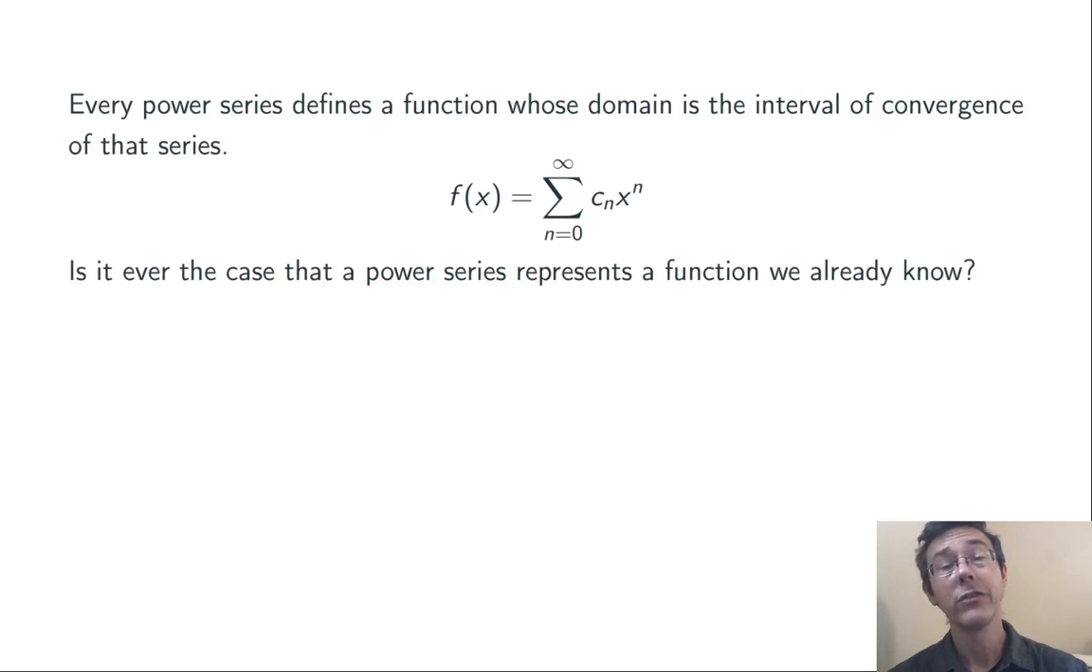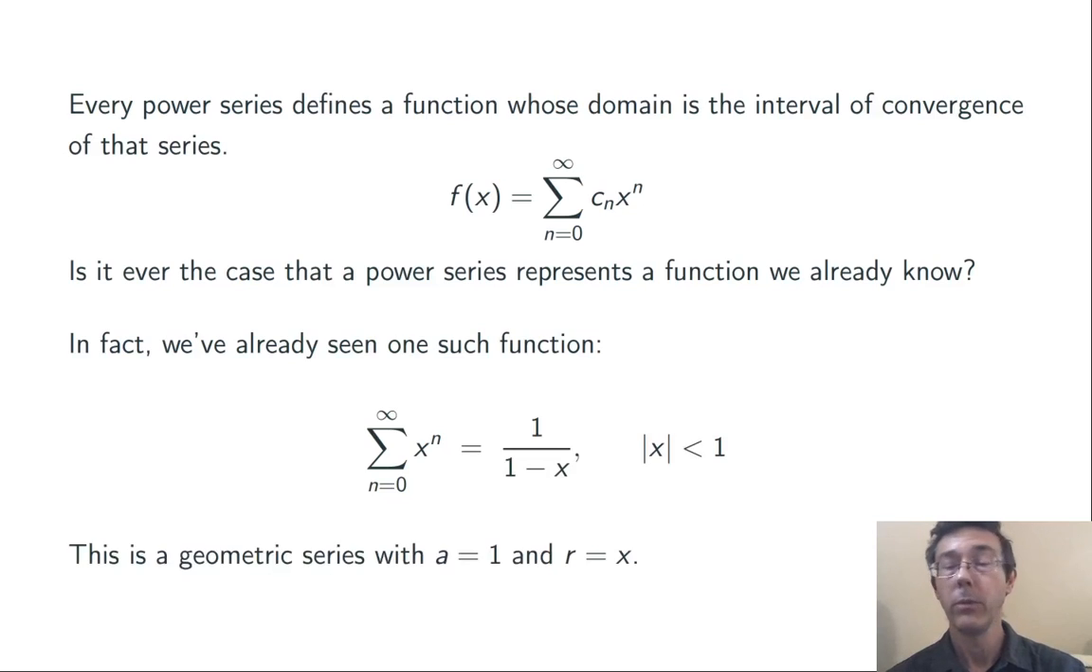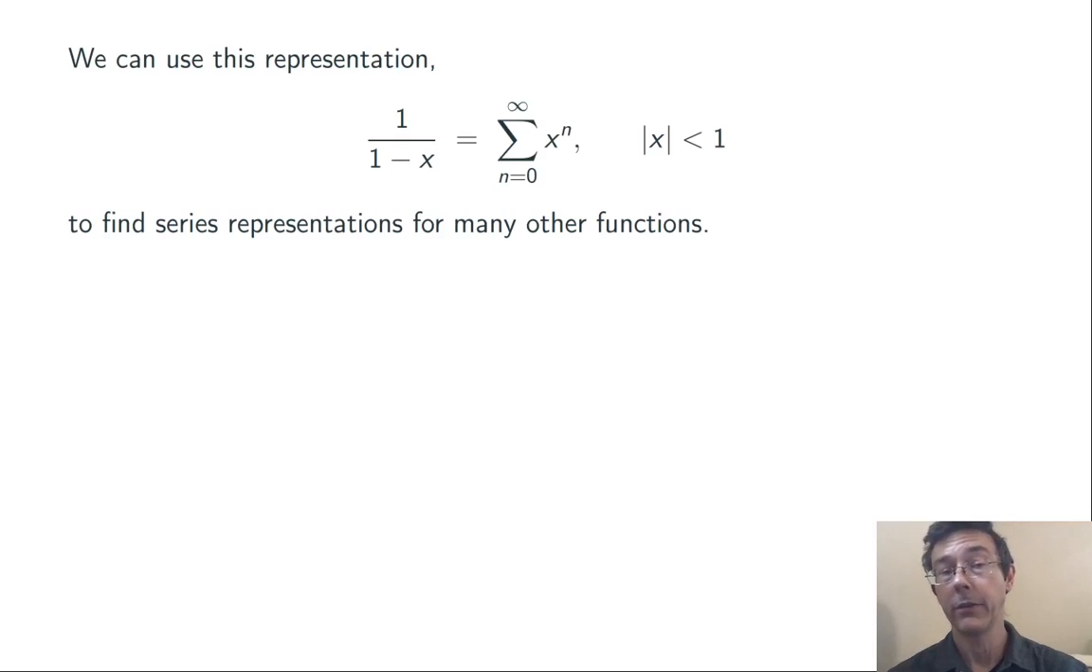So the natural question to ask is, does that series ever represent a function that we already know? The answer is yes, and in fact we've already seen one example of that. The sum from n equals 0 to infinity of x to the n is a geometric series with a equals 1 and r equals x. So it's equal to 1 over 1 minus x and converges for the absolute value of x less than 1.